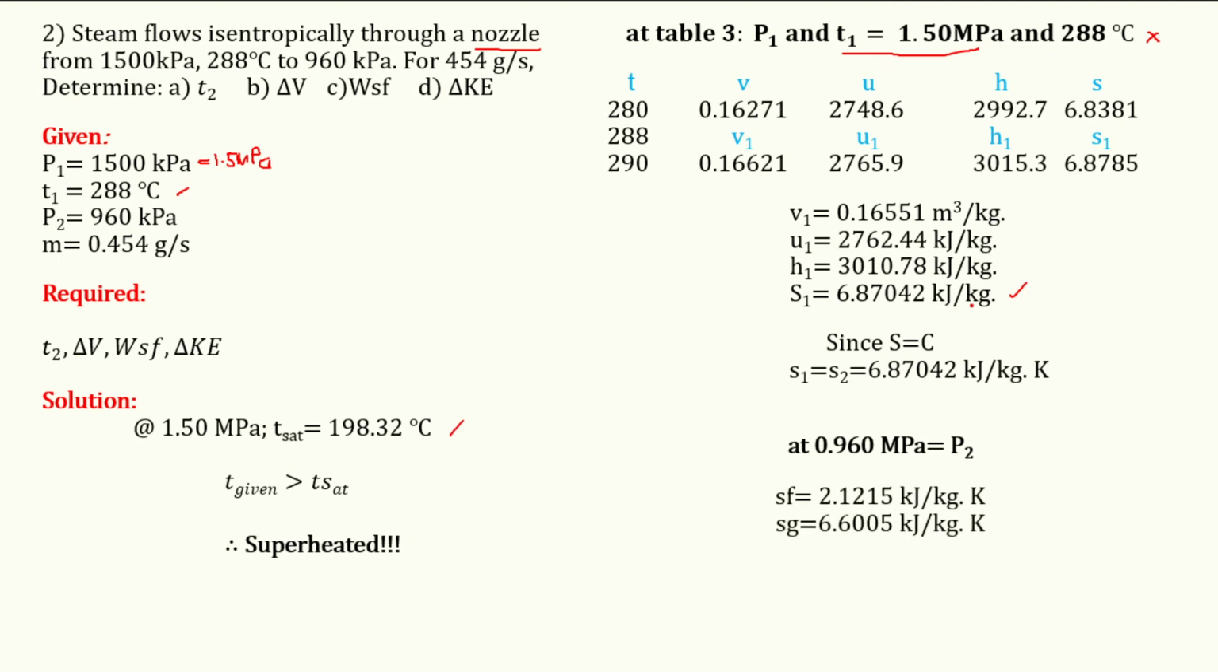So, at 0.96 megapascal, kunin natin yung SF and SG. SF dyan is 2.1215 kilojoules per kilogram. SG is 6.6005 kilojoules per kilogram. Therefore, S2 is greater than SG. The condition is superheated. So, since superheated, sa ano tayo titingin? Table 3 ulit.